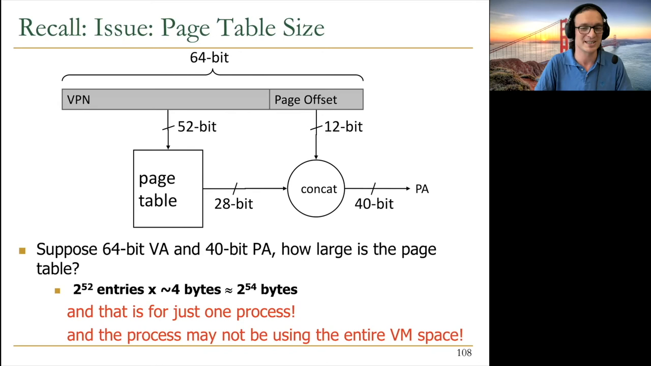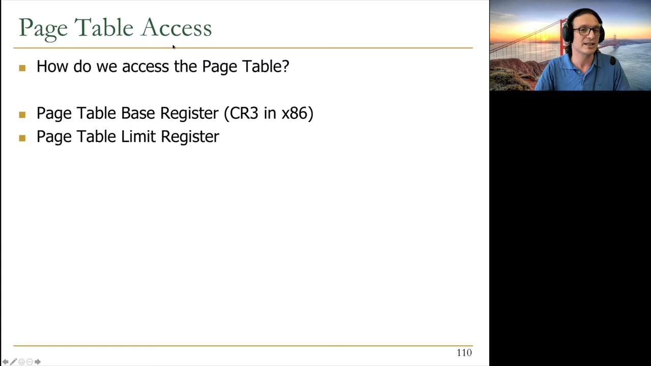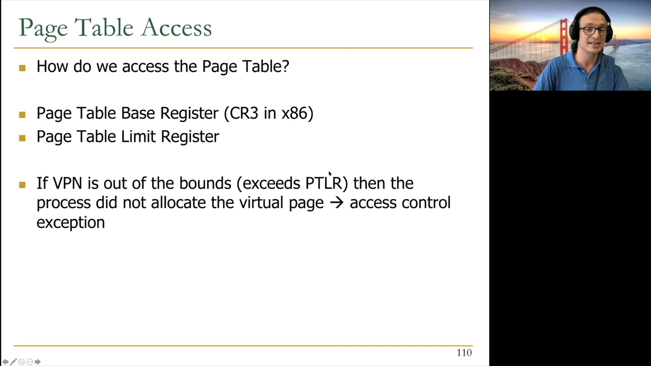And we discussed how to do the page table access. There's a page table base register. There's also a page table limit register so that you don't exceed the virtual memory that you're accessing. If the virtual page number is out of bounds, if it exceeds the page table limit register, then the process did not allocate the virtual page, so an access control exception happens based on that as well. So there are hardware checks. x86 actually has segmentation also, as we discussed in the last lecture, which is a different level of protection, but it's not as important today. That's why we don't talk about it as much.